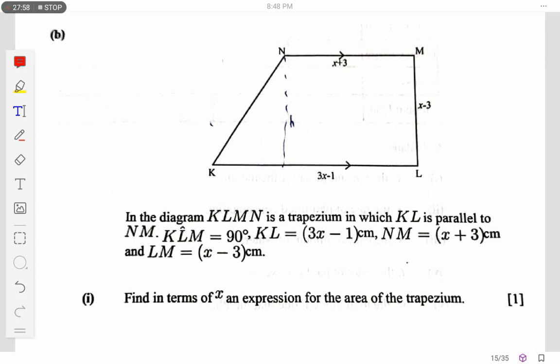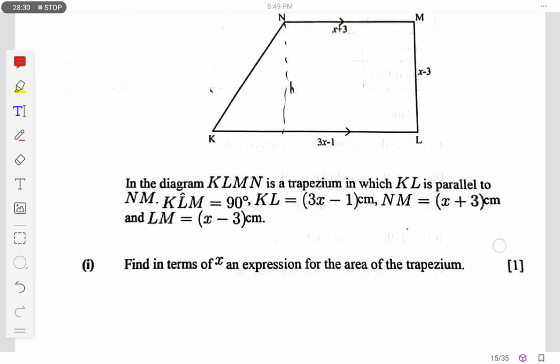So this one, we are given a trapezium KLMN, where KL is parallel to NM. So these are shown by these arrows here, the parallel sides, okay? Then they are saying the angle KLM is 90 and KL is 3x minus 1 and NM is x plus 3. Then LM is x minus 2. I think we can all see that. Then they say find in terms of x an expression for the area of the trapezium.